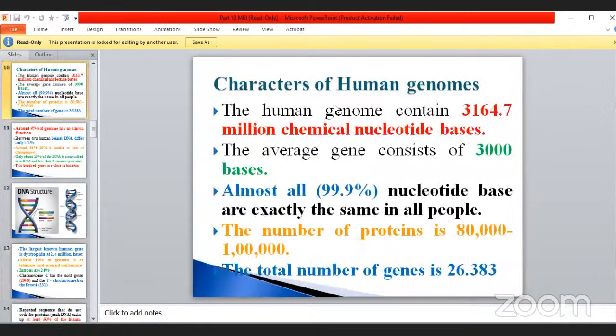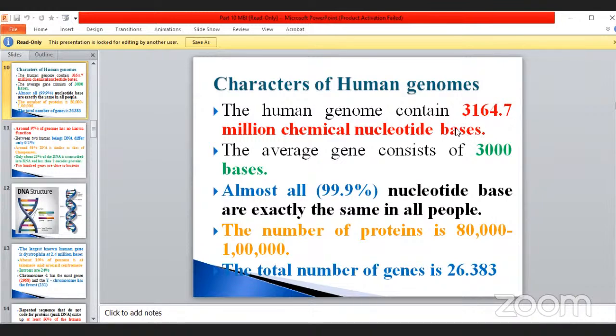Next one is, what are the characters of the human genome? After the identification, after 13 years, they found out what the human genome contains. What are the similarities and dissimilarities present in it is very, very important, my dear. Without this part, there is no question in NEET. The characters of the human genome: see here, how many million chemical nucleotide bases are present in it? 3164.7 million chemical nucleotides. Note it down and take notes, my dear.